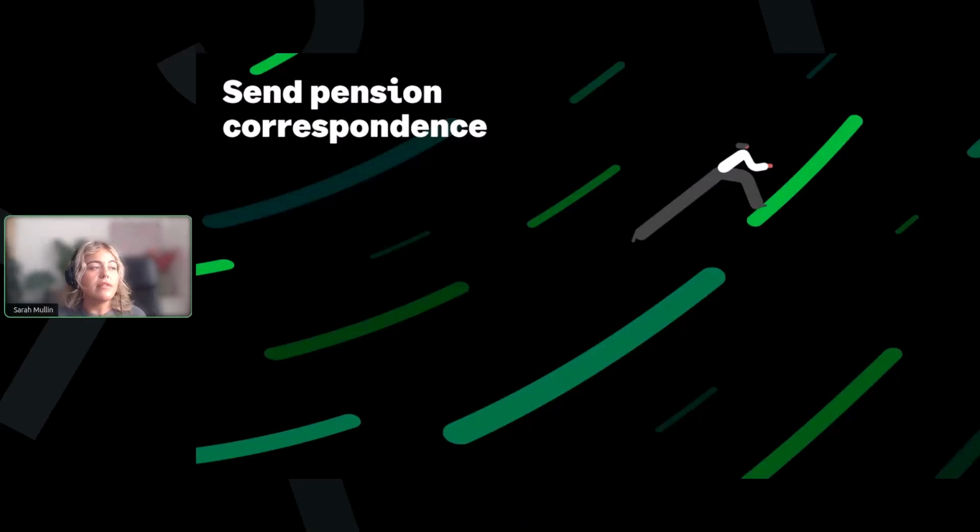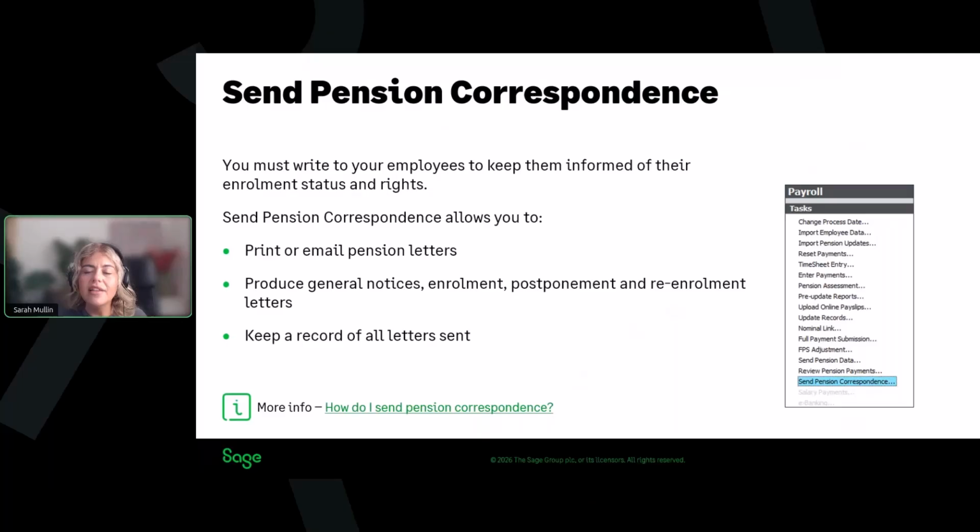Now that does bring us on to the last bit of the webinar, which is another feature of the pensions module, send pension correspondence. I did touch on this earlier, but remember, under automatic enrolment, one of your duties is to communicate to your employees to keep them informed of their status. So send pension correspondence will allow you to print or email those pension letters. You can generate general notices, enrolment letters, postponement letters, and re-enrolment letters as well. And you can keep a historical record of all letters sent.